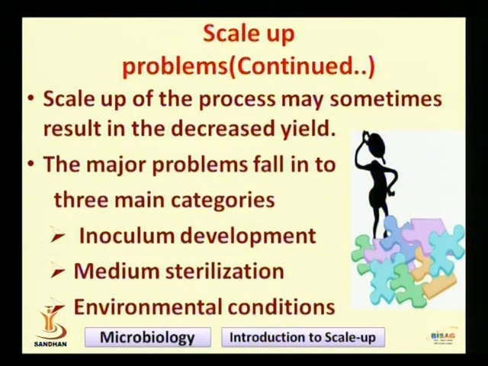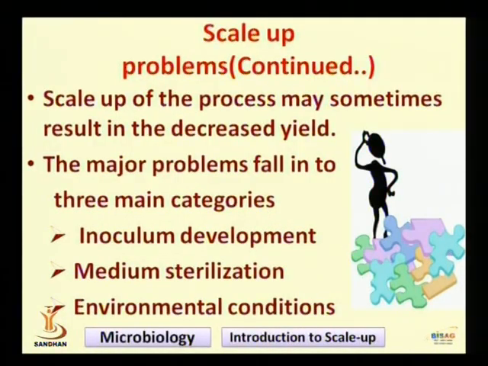So if a decrease in the yield is found, in that case one has to find out what are the causes, what are the reasons why the yield has decreased. After studying the different parameters it would be possible to identify the one which is responsible for the decreased yield. And after identifying that parameter, it is possible to rectify it so that the process can be successfully scaled up.